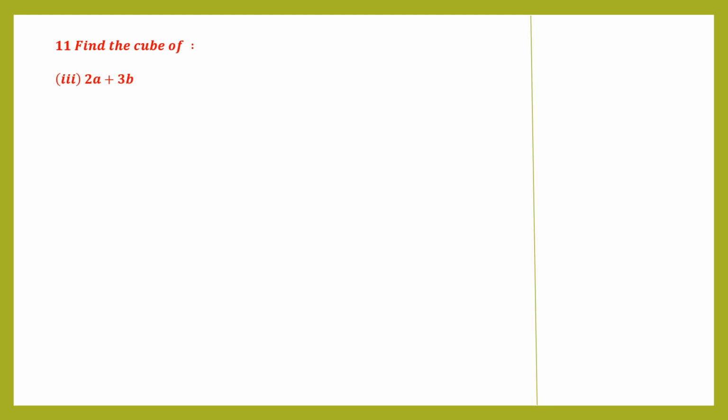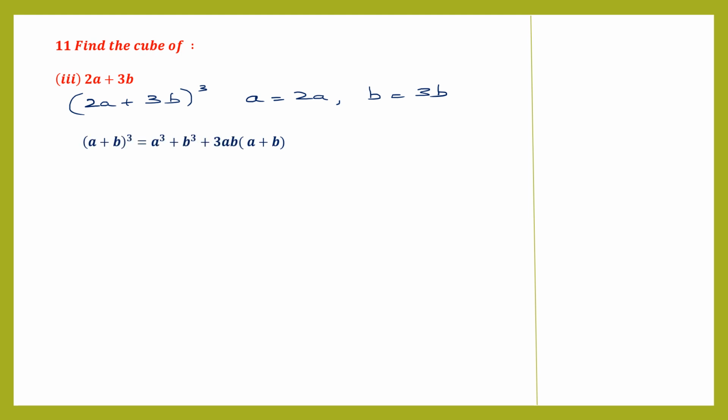Next one, again here we have 2a plus 3b the whole cube. Let's write that: 2a plus 3b the whole cube. So here a is 2a and b is 3b. So let's use the formula a plus b the whole cube. This is the formula: a cubed, and a is 2a, 2a cubed, plus b is 3b, b cubed, plus 3ab. 3 into a, that is 2a, into b, that is 3b, and in brackets a plus b. A is 2a and b is 3b.